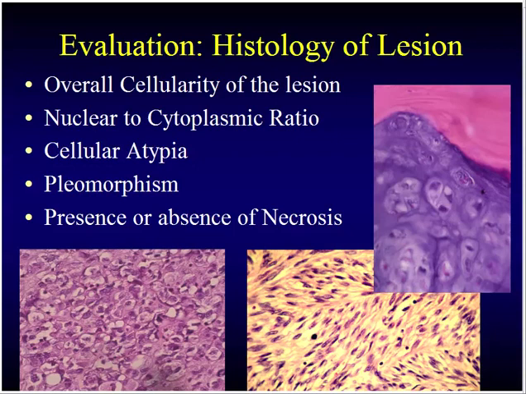And pleomorphism, this is what Dempsey Springfield calls a Star Wars bar. None of the two cells look alike. They all look different. Okay, that's the pleomorphism. And then finally, presence or absence of necrosis. These are the things that you're expected to know that would help make the diagnosis of a high or low-grade lesion based upon the histology.